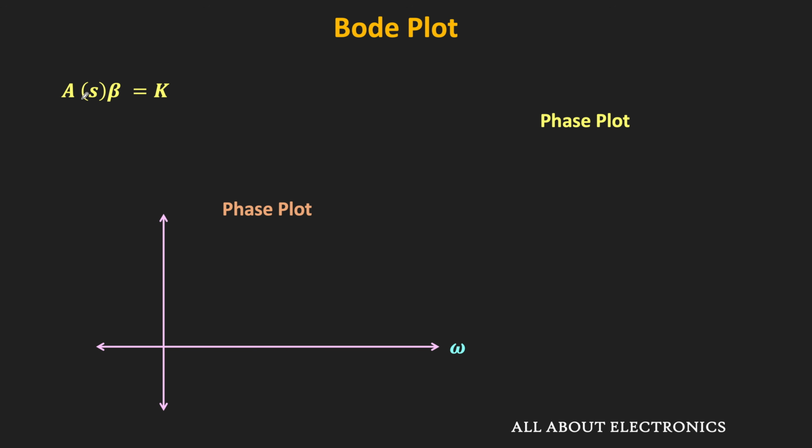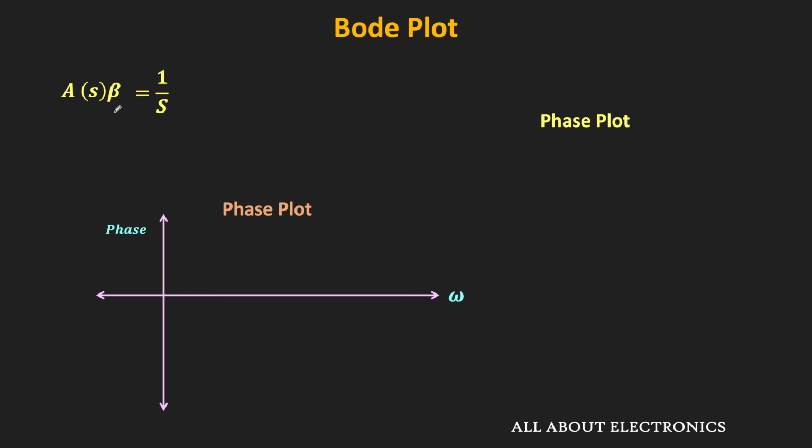For this phase plot, in the expression of A beta, if we have a constant value, then the phase shift is equal to 0. Similarly, if we have a zero at the origin, then from the beginning, the phase shift will be equal to plus 90 degrees. Likewise, if we have a pole at the origin, then the phase shift of the plot will be equal to minus 90 degrees.